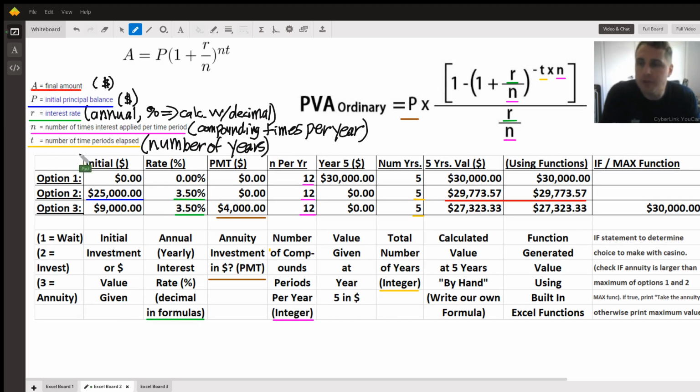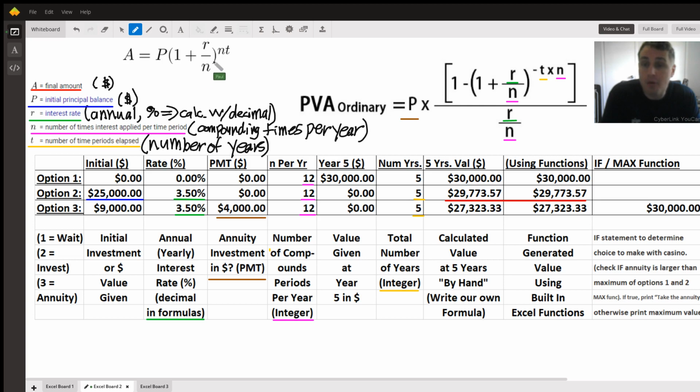So for option 2, we're using the compound interest formula. A equals P times (1 plus R over N) raised to the NT. A is the final amount that's in the account here, option 2. P is the initial principal balance. That's how much we initially invest in option 2. R is the interest rate. That's an annual interest rate. It's shown as a percentage, but it's calculated in these formulas using decimal.